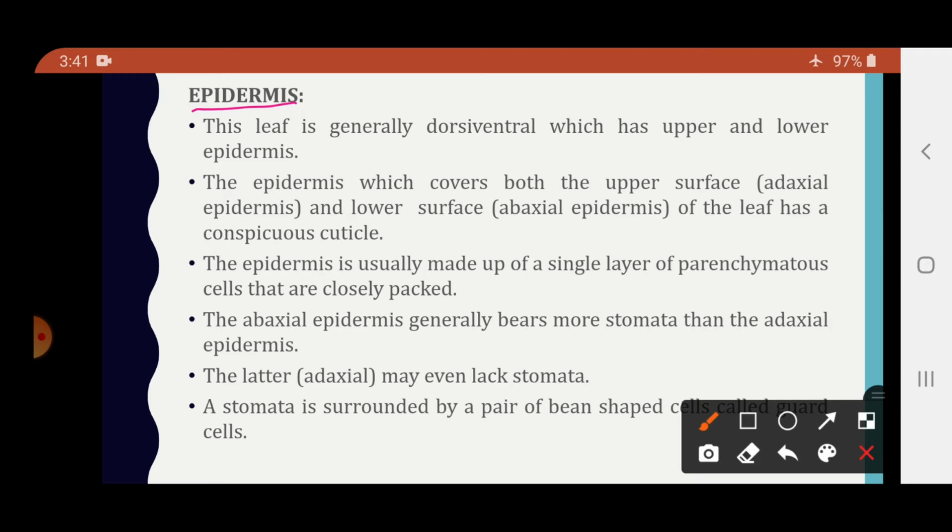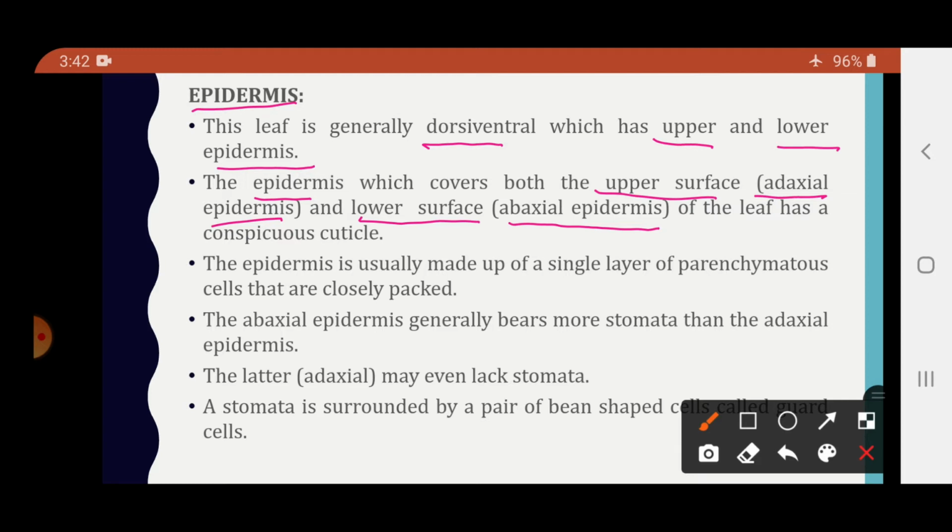So, the leaf is generally dorsiventral, which has upper and lower epidermis. So, there are two epidermis. Leaf being a flat organ, there are two epidermis. One is the upper epidermis and another one is the lower epidermis. The epidermis which covers the upper surface is called the adaxial epidermis. So, upper epidermis is called the adaxial epidermis, and the epidermis which covers the lower surface is called the abaxial epidermis. So, lower epidermis is called which type of epidermis?